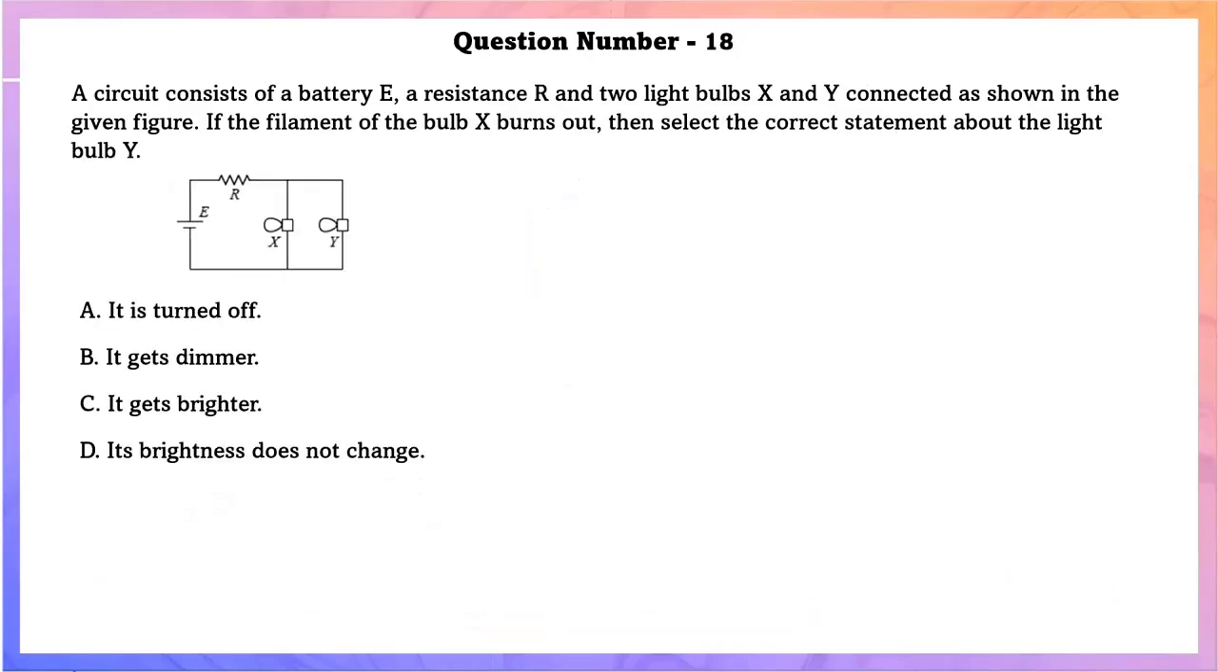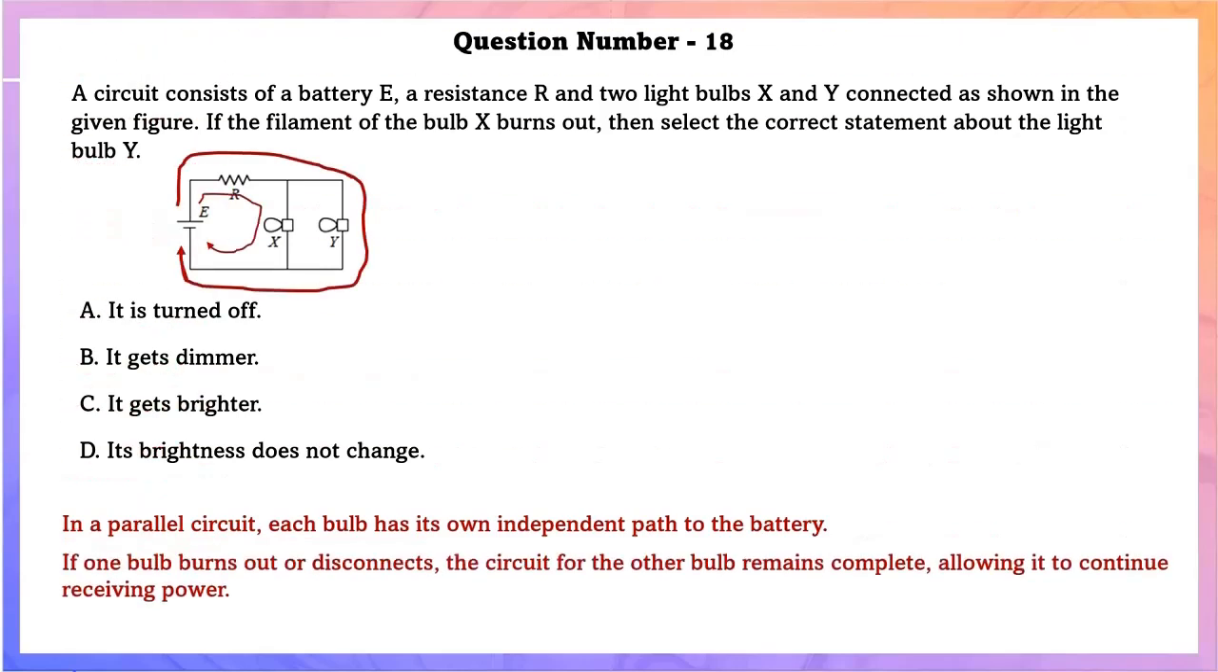Question number 18. A circuit consists of battery E, a resistance R and 2 light bulbs X and Y connected as shown in the given figure. If the filament of the bulb X burns out, then select the correct statement about the light bulb Y. In a parallel circuit, each bulb has its own independent path to the battery.